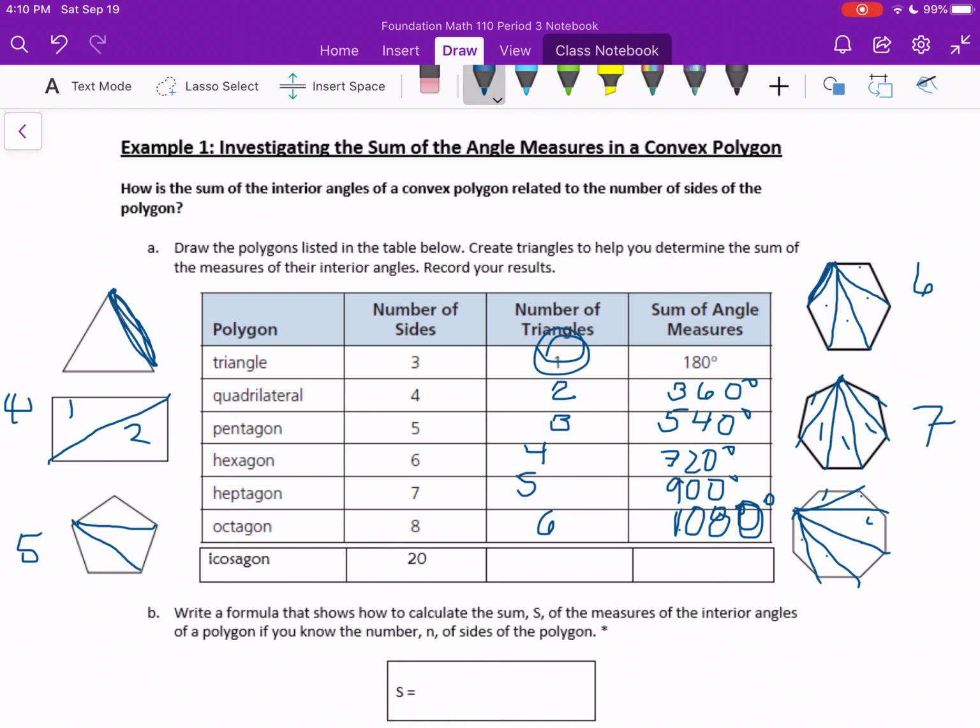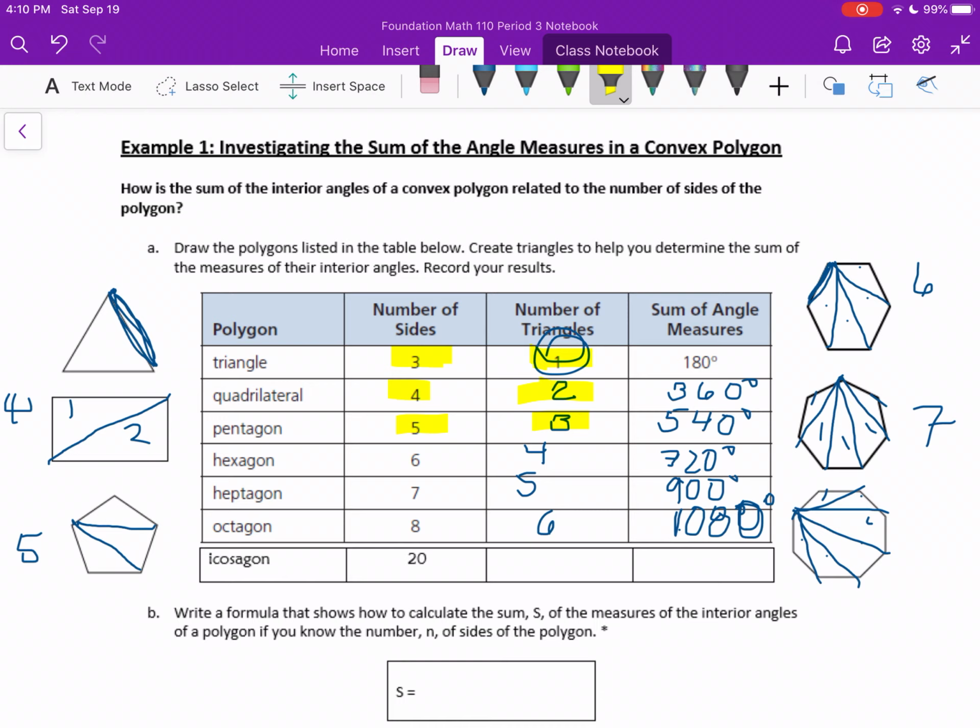The ones that we already have filled in where we can see and we can count our triangles. So I'm going to use a highlighter to help us see it. For a triangle, a shape that has 3 sides, we were able to come up with 1 triangle. A shape with 4 sides, we were able to come up with 2 triangles. A shape with 5, came up with 3. It seems like there's a pattern here.